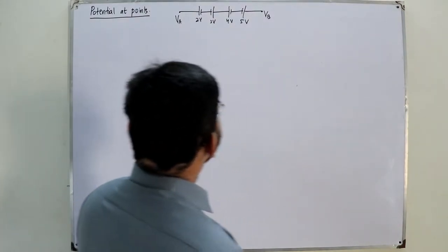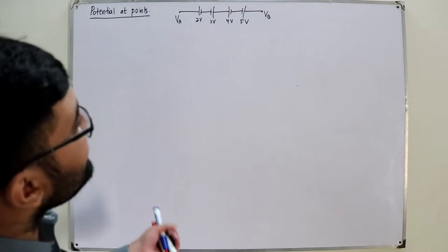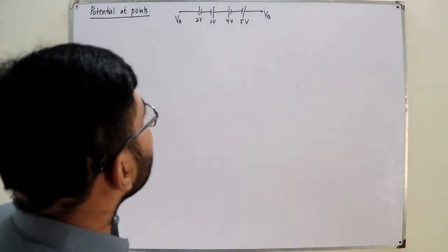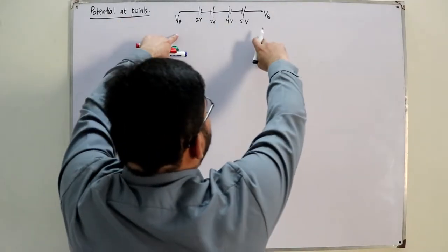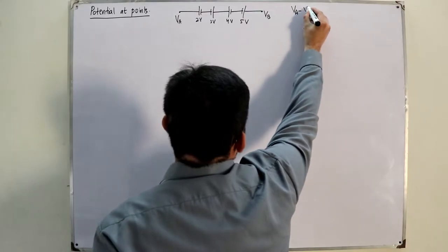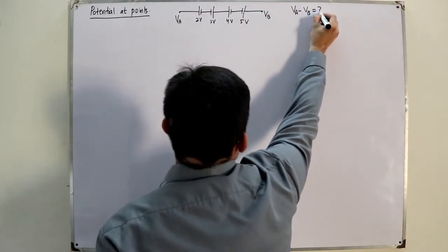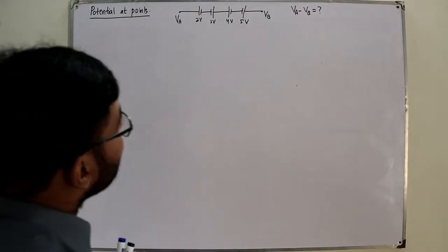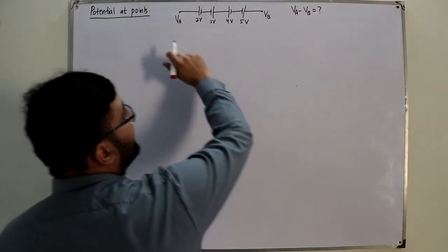Now what if VA is unknown, or VB is unknown, or the potential difference at these two points is unknown? We have VA minus VB, and this is unknown. What do you have to do in that case? You start at one point. I'm starting at VA.